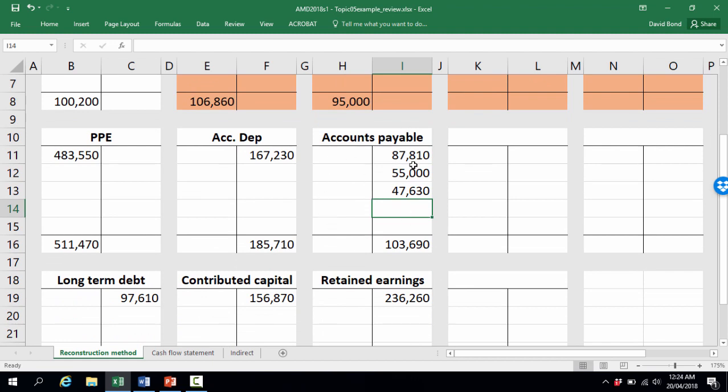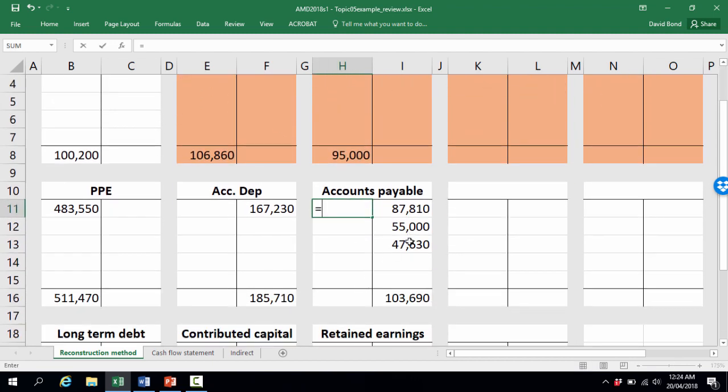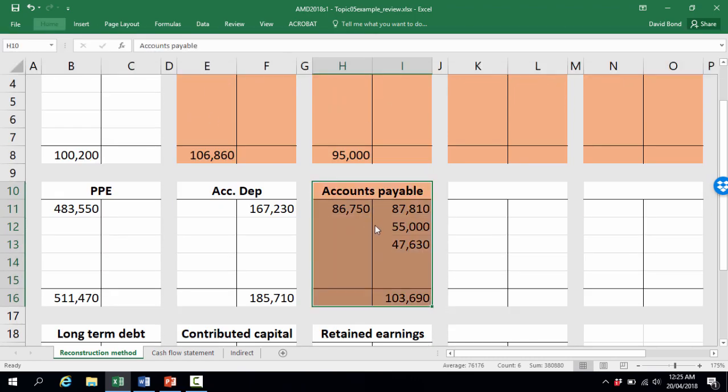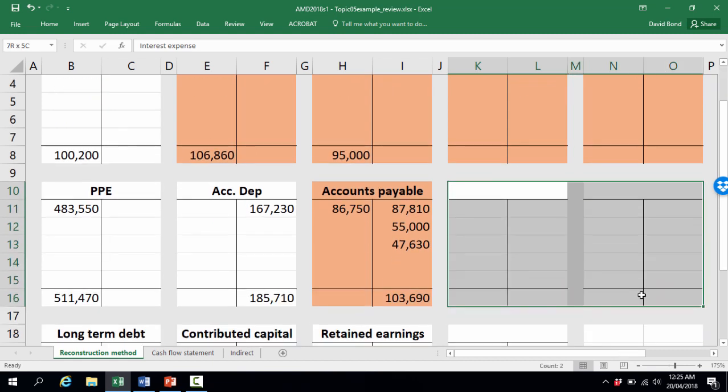These three combined, we don't know exactly how much they add up to, but they certainly don't add up to 103, which means something has happened on this side, which is a payment of them, which would be the reduction in the liability. So debit accounts payable and credit cash. And the amount is going to be the three of these combined less the 103,690, which is 86,750. And we can highlight that. The last two are fairly straightforward, in this example anyway.